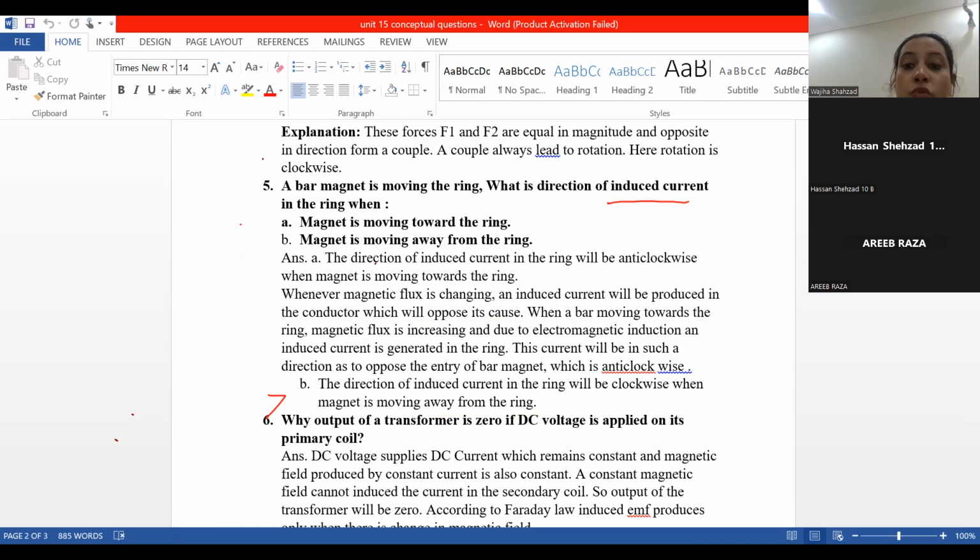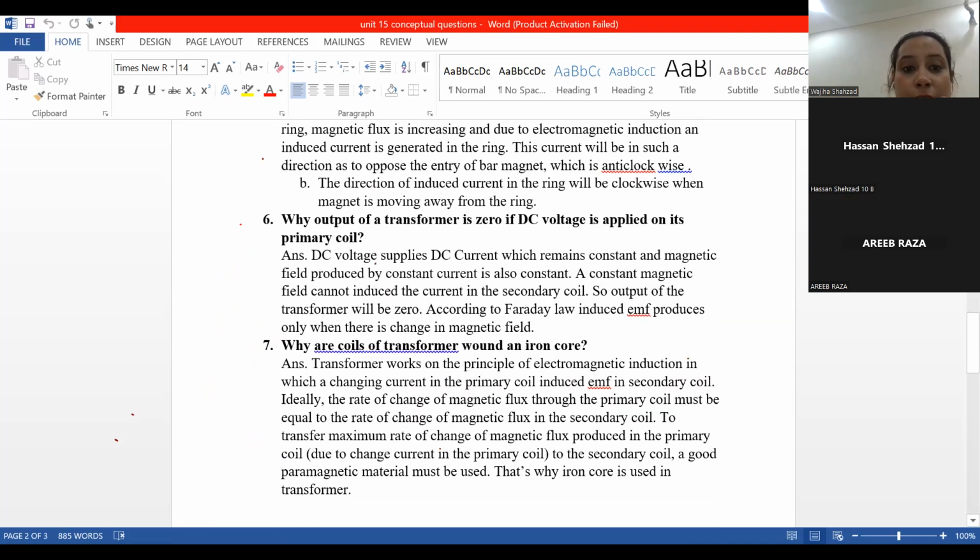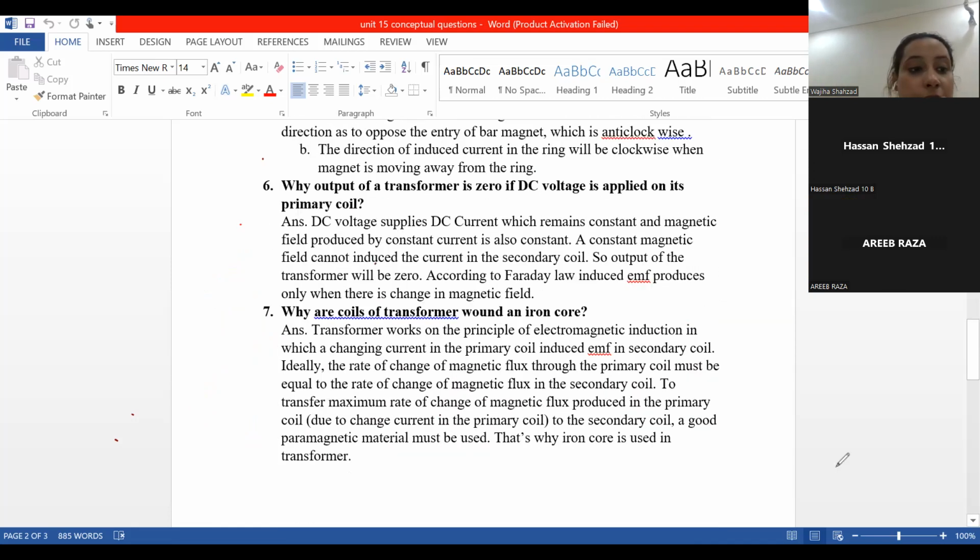Because we know that if we bring two magnetic fields together, obviously they will repel each other, and when they repel each other, the direction of the current will be anti-clockwise.